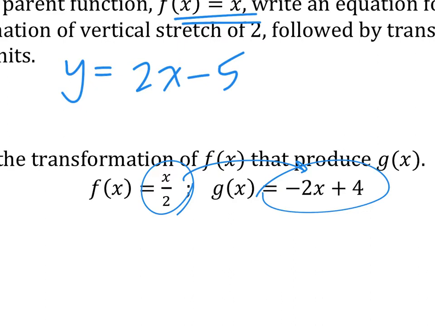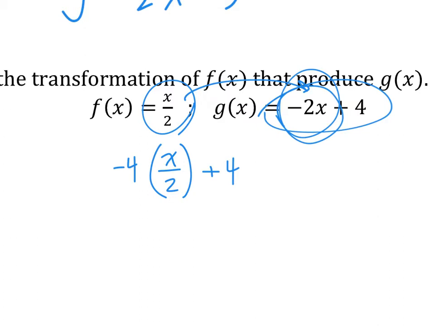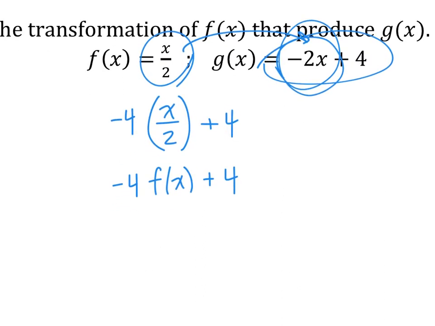Let's think. First, we gotta change from x over 2 to at least a negative 2x, right? So what do I have to multiply to get from x over 2 to negative 2x? Negative 4. Good, negative 4. So in order to get from x over 2 to negative 2x, I need to multiply by negative 4. Next, I have that plus 4. So what do I have to do to get to that plus 4? Yeah, plus 4. Okay, now if you think about it, x over 2 is f of x, so this is really the same idea as this. So the question is, how do I write those transformations? What's the transformation that happened?